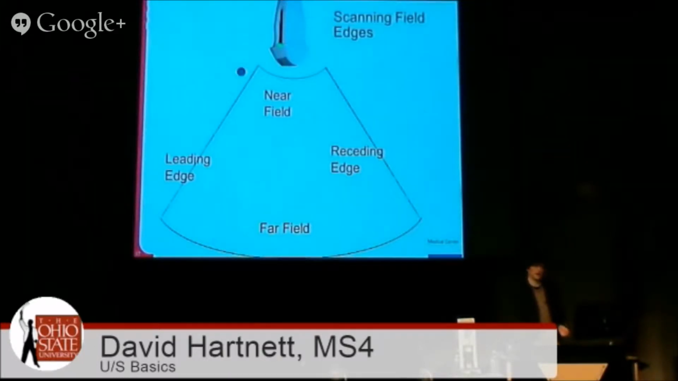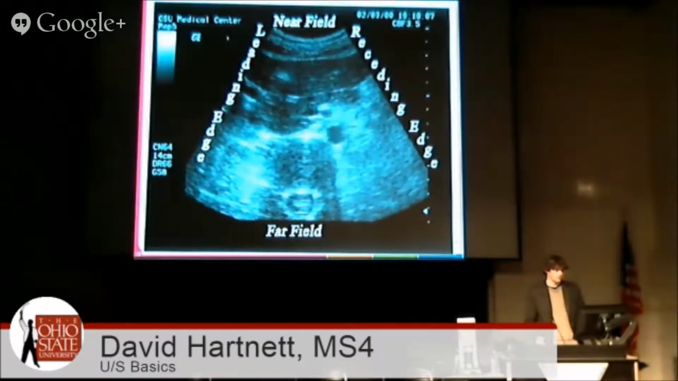So every probe has a leading edge indicator, a dot or a light or a notch, something on it that indicates which side is the leading edge. And that's going to correlate with the leading edge indicator on your image on the screen. So we call this side of the screen the leading edge, and the receding edge is our other side. Then near the probe is the near field, and far away from the probe is the far field. So if we look at this on an actual image, we have the near field near the probe, the far field away from it, the leading edge, and the receding edge.